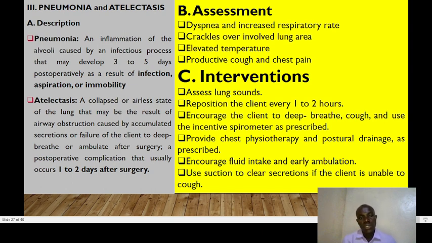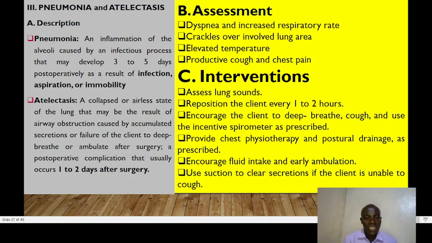So on assessment, you need to look at and find out if there is dyspnea or increased respiratory rate. As a nurse, you need to auscultate to find out if there are crackles over the lung area, and also take the temperature to see if it's elevated, and find out if the patient is having a productive cough and chest pain. Intervention, you will be assessing the lung sounds. You need to reposition the client every 1 to 2 hours. Encourage this patient to deep breathe, to cough, and use incentive spirometry as prescribed. Also provide chest physiotherapy and postural drainage as prescribed. You also need to encourage fluid intake and early ambulation.